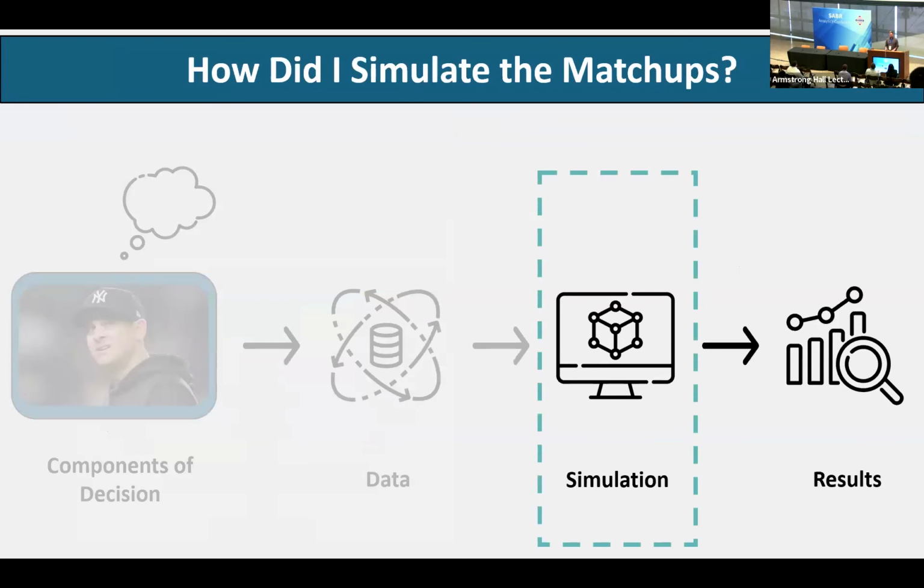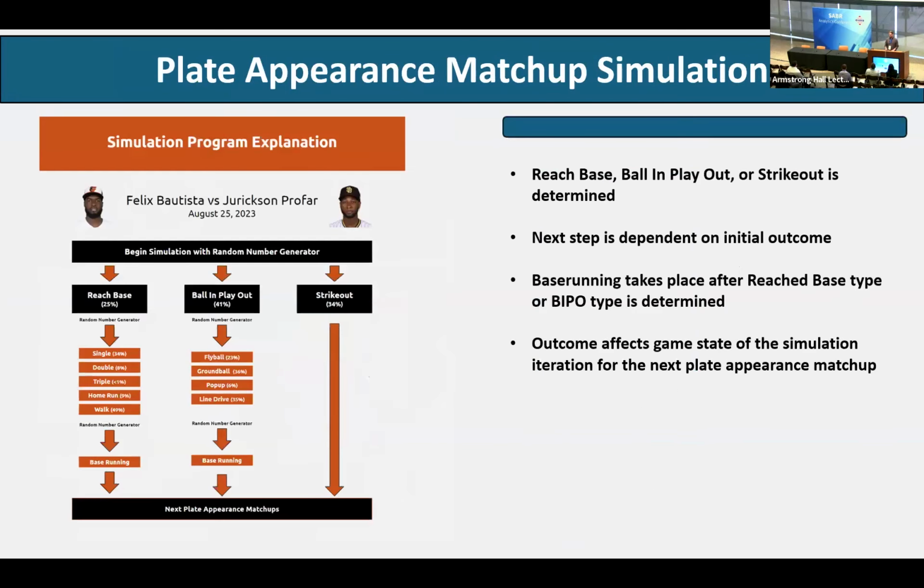Let's talk about simulating. Like I mentioned, my simulation program is a plate appearance level simulation program. What I'm trying to do is obviously generate expected outcomes for this matchup. Using the output from the log5 methodology, we have what I'm calling my first level of a plate appearance matchup simulation, which is, are they going to reach base? Is it a ball in play that's an out, or is it a strikeout? From there, you can determine the next step.